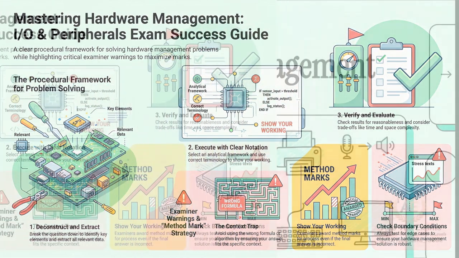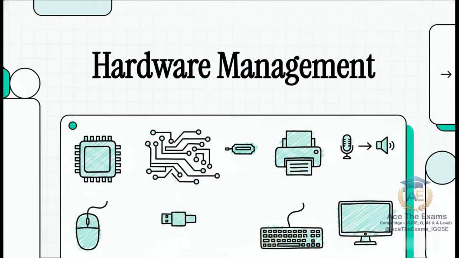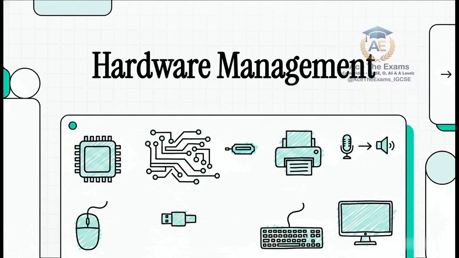Today, we are cracking the code on one of the most notoriously tricky sections of the Cambridge Computer Science syllabus: hardware management, input-output, and peripherals. Specifically, we're targeting syllabus 9618, but listen closely, because the core exam strategies we are about to unpack are absolutely vital whether you're sitting for 0417, 0478, 0983, 0984, or 2210.